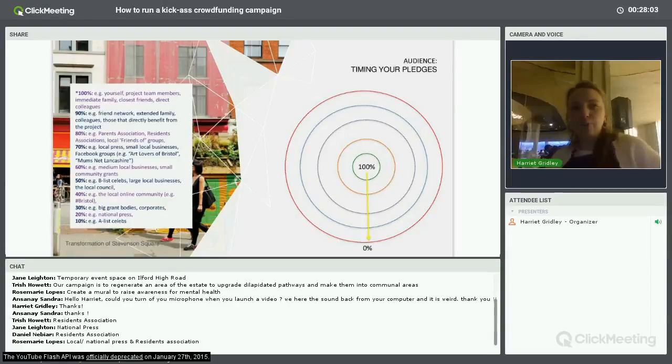So timing your pledges is really key to a successful crowdfunding campaign, because if you ask the wrong person at the wrong time, then you're going to have wasted your time.